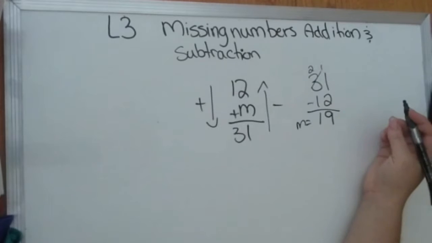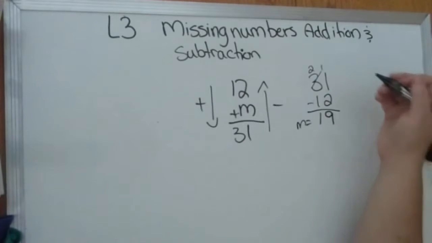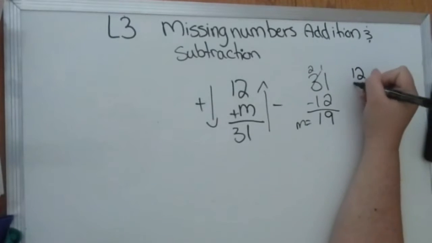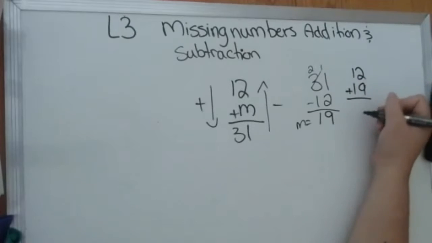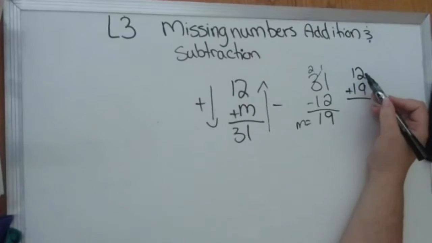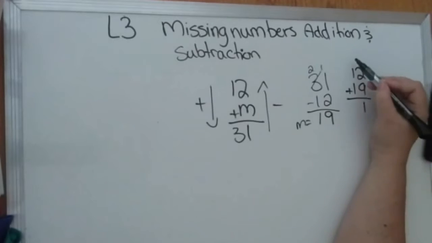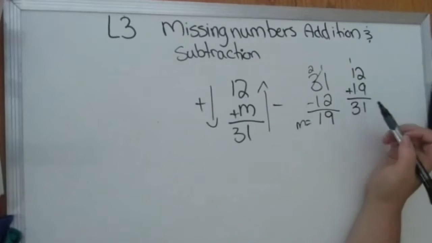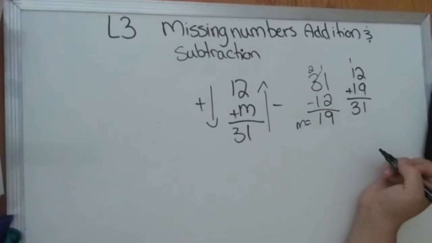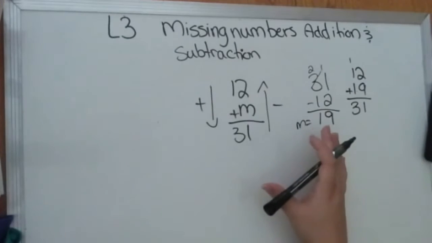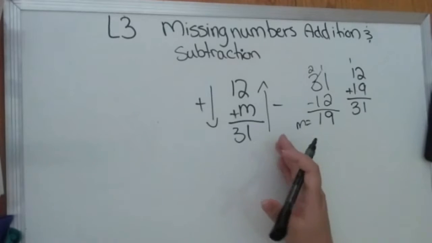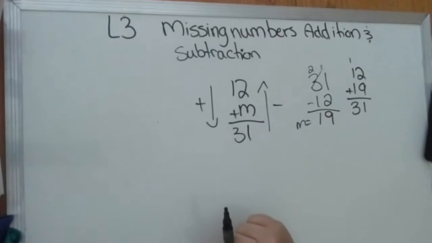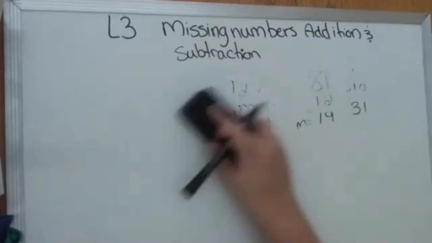And I always encourage, you now have to go check. So you should be able to do 12 plus 19 equals 31. 9 plus 2 is 11. Carry it over, 1, 2, 3, makes 31. So we are correct. M equals 19. Okay, this is one way to use subtraction to find an addition missing number problem. Let's look at another one.